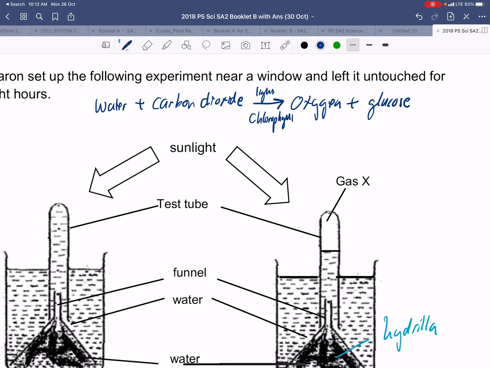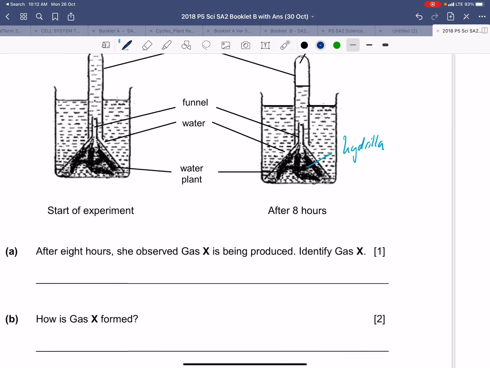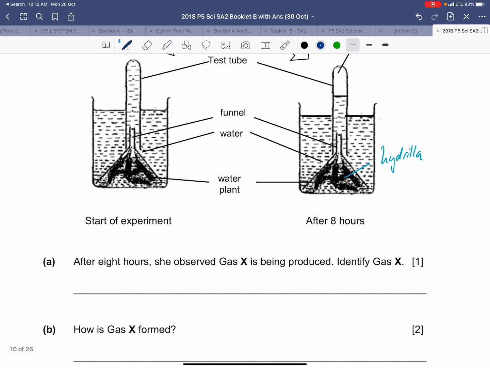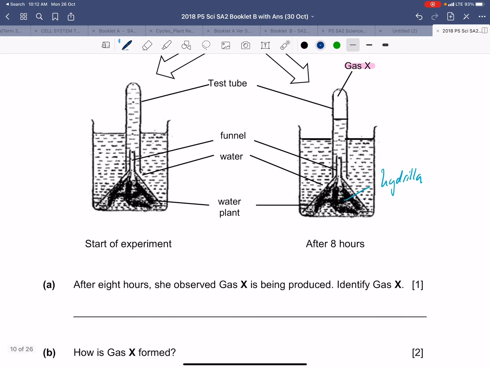So looking at this, you know that oxygen is being produced over here, and these are the bubbles, or this is the gas X that they're going to ask you on in the next question. Also, the fact that they told you that the experiment is set near a window hints that this provides the light energy that is required for photosynthesis to happen. So after 8 hours, she discovered that gas X is being produced. Identify gas X from our word equation. I already told you that the answer is oxygen.